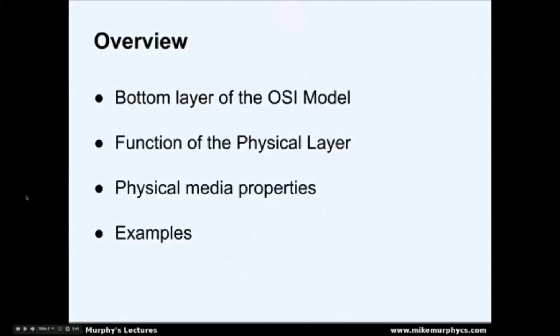I'm going to discuss the position of the physical layer at the bottom of the OSI model, introduce the functions of the physical layer, talk about some properties of physical media, and give a few examples of physical layers in use.